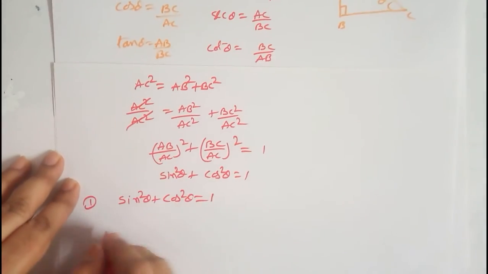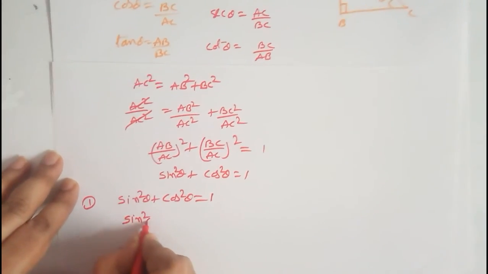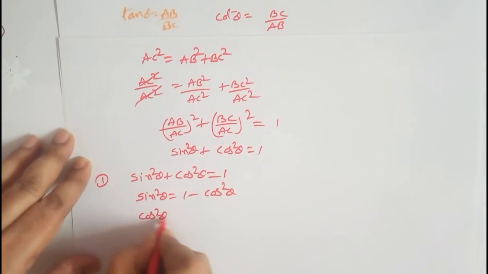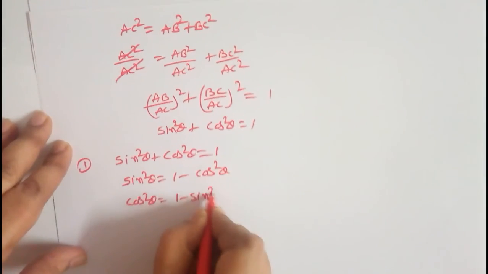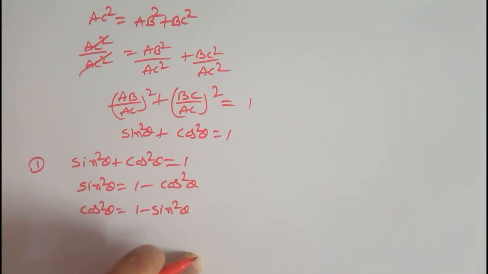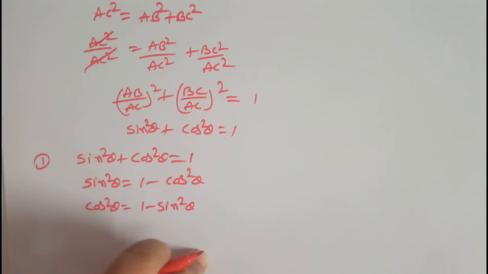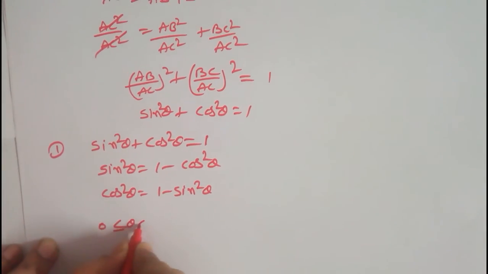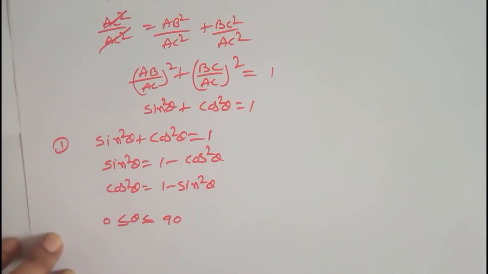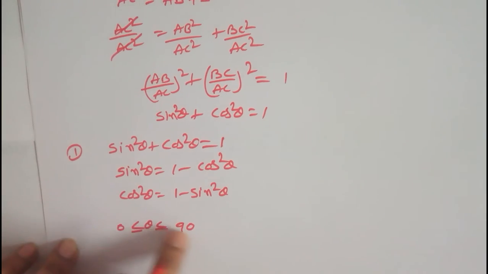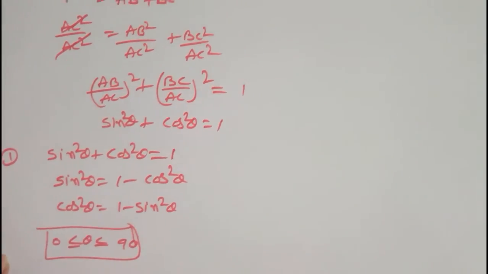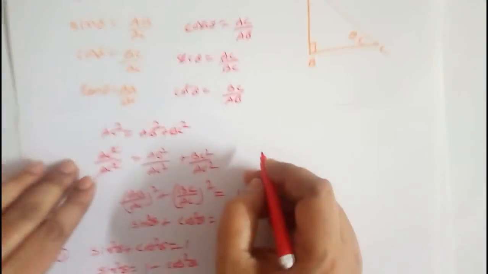From this one we can write two more auxiliary formulas. That is sin square theta is equal to 1 minus cos square theta. Cos square theta is equal to 1 minus sin square theta. Here the theta range is theta greater than or equal to 0, less than or equal to 90. This identity is true for theta greater than or equal to 0 and less than or equal to 90.